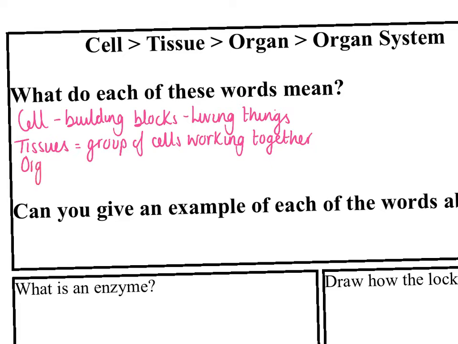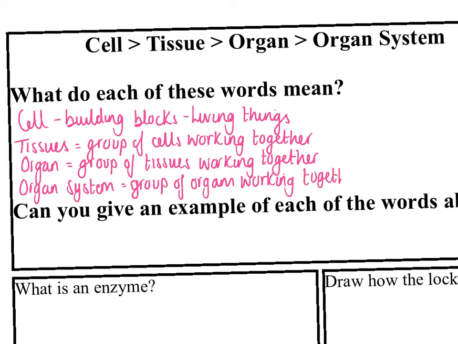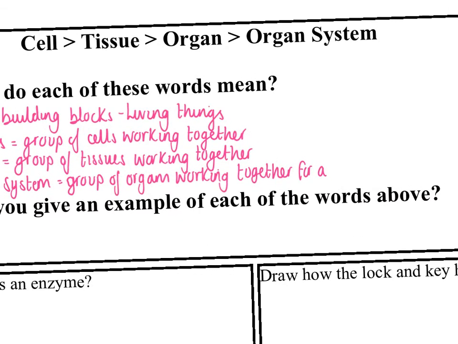Then we have an organ, which is a group of tissues working together. And then we've got organ system, which is a group of organs working together for a specific function.